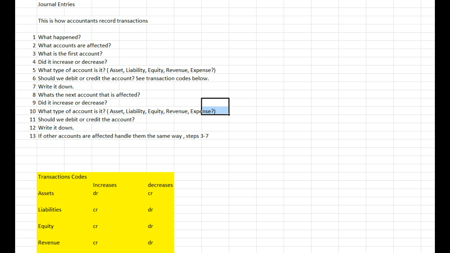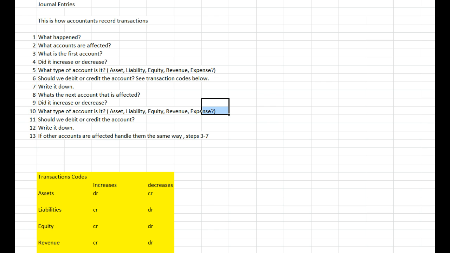All right. So what accounts are affected? So if the owner puts money in the business, the first account that might be affected is, let's take a look at the sample. To launch a company, the owner invested $100,000 cash, office equipment with a value of $5,000, and $60,000 of drafting equipment in exchange for common stock. The first account affected would be cash.